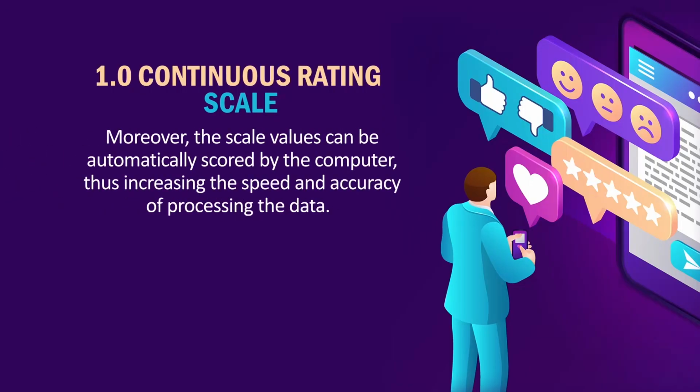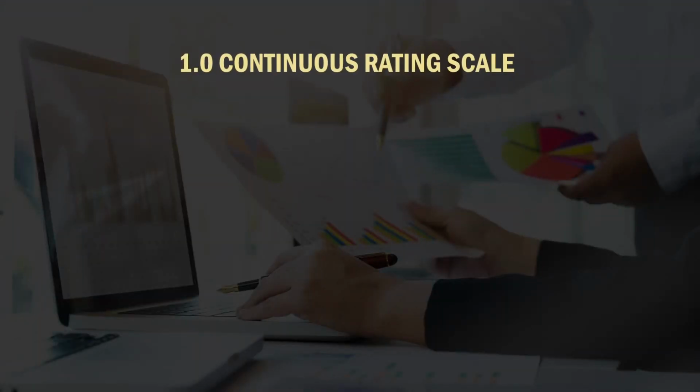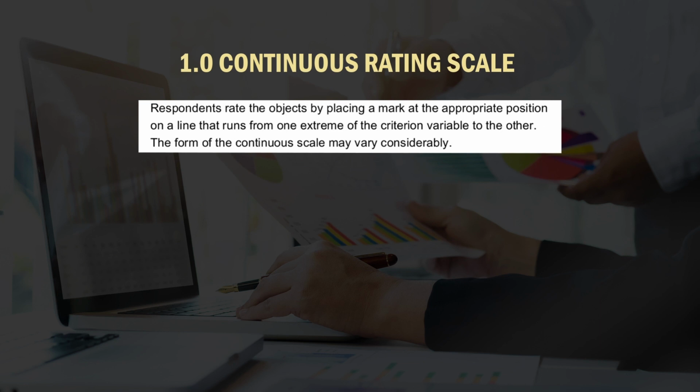So moreover, the scale values can be automatically scored by the computer, thus increasing the speed and accuracy of processing the data. So continuous rating scale is a routine matter, a regular phenomenon which can go on and on. Now if you take the example of continuous rating scale, respondents rate the object by placing a mark at the appropriate position on a line that runs from one extreme of the criterion variable to the other. The form of the continuous scale may vary considerably.